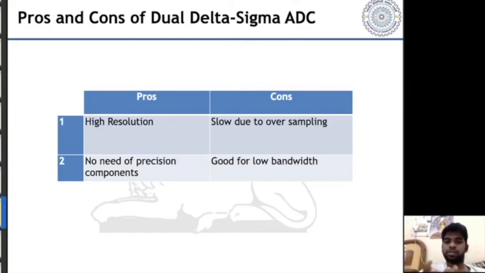It simply gives higher resolution, and there is no need for precision components. And the cons would be that, as it gives high resolution, it will be slow and good only for low bandwidth.